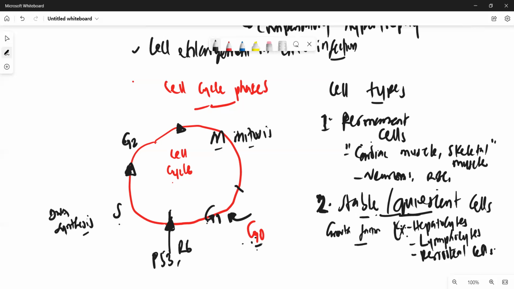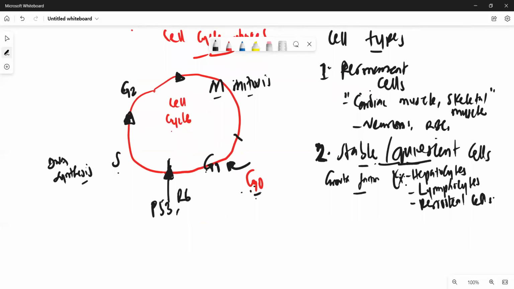And the last type of cell that we're going to talk about, which is the third one, are what we call the labile cells. These labile cells are always in the cell cycle. They don't go to G0 phase at all. They are constantly dividing in the cell cycle.